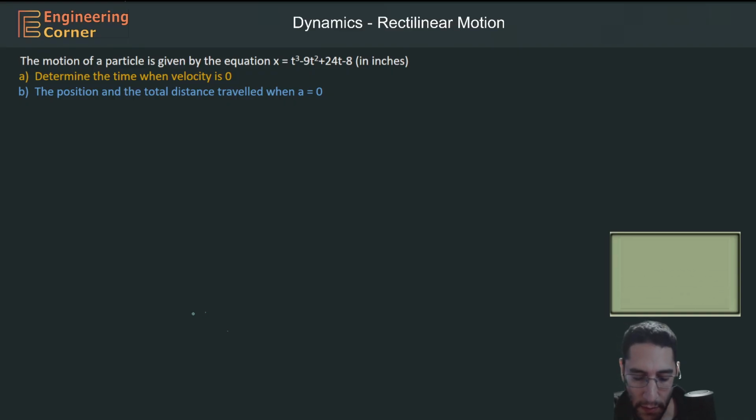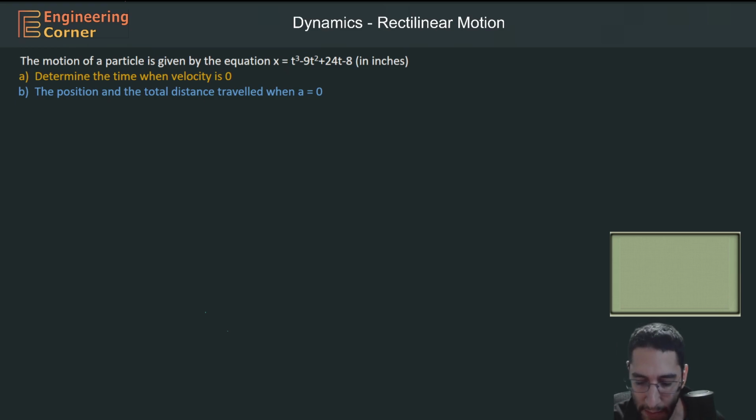In this problem, the motion of a particle is given by the equation x is equal to t cubed minus 9t squared plus 24t minus 8, and we're told that this is in inches. What we want to do is determine the time when velocity is 0. And we want to determine the position and the total distance traveled when our acceleration is equal to 0.